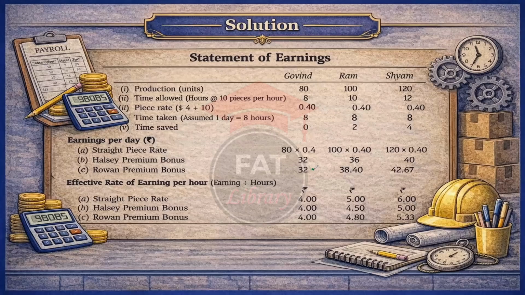So under Rowan premium bonus, Govind is 32 and Ram is taking 38 rupees 40 paise and Sham is taking 42 rupees 67 paise. So this is the first requirement we have calculated, and the second requirement is effective rate of earnings per hour. So we have to calculate the effective rate of earnings for 1 hour. So now how to calculate this?